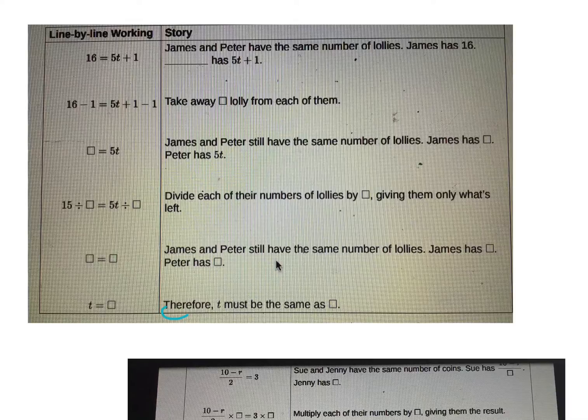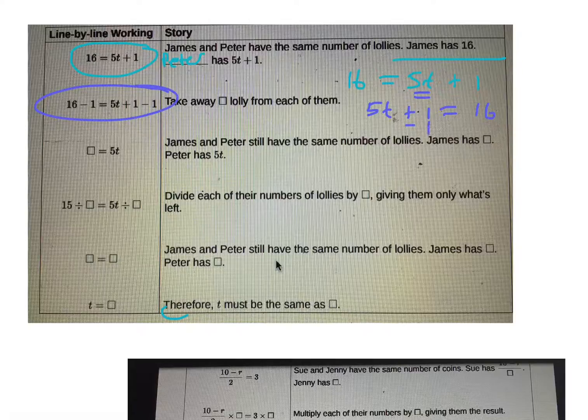Okay, so here we have this equation, 16 equals 5t plus 1. It says James and Peter have the same amount. James has 16, Peter has 5t plus 1. So in order to get the t by itself, I actually like to swap the two sides. You don't have to do it the way they're doing it here.